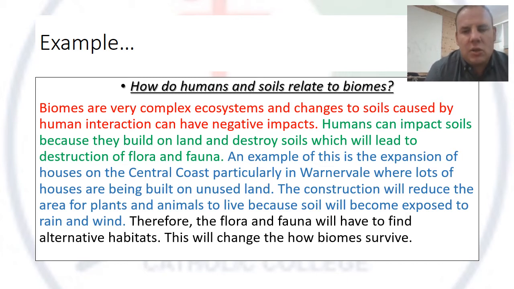Now I'm going to use an example. This example, both sentences, the second part of it could be the explanation sentence as well. So don't worry if you're explaining yourself even more, because that's what we want you to do. So this is my example sentence. An example of this is the expansion of houses on the Central Coast, particularly in Warnervale, where lots of houses have been built on unused land. The construction will reduce the area for plants and animals to live because soil will become exposed to rain and wind. So a bit more of an explanation, but definitely use of an example there.